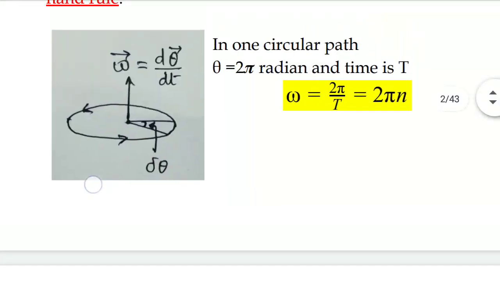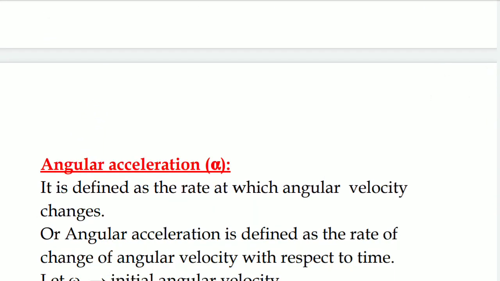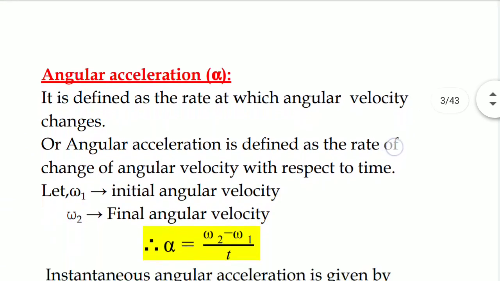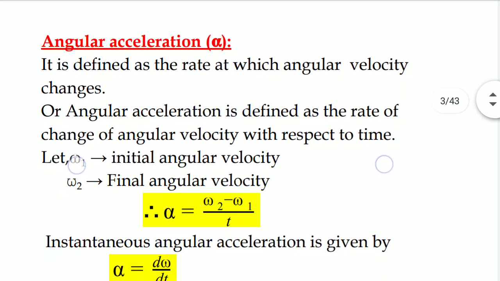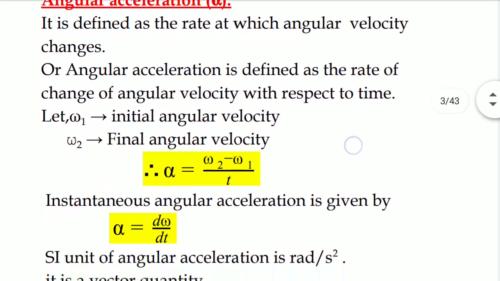Some people can even write it as 2 pi f, where f or that n stands for the frequency of revolution. We now go for the next very important term involved in circular motion. If at all the circular motion is non-uniform circular motion, it means the value of omega will change continuously. Then we define this term called as angular acceleration. What is meant by acceleration we have already studied. Acceleration is defined as the rate of change of velocity. So angular acceleration is defined as the rate at which angular velocity changes, or it is the rate of change of angular velocity with respect to time.